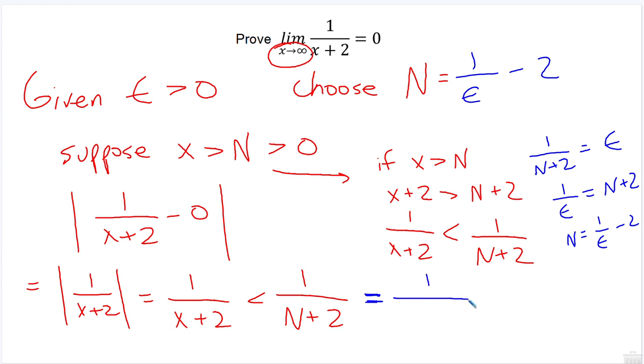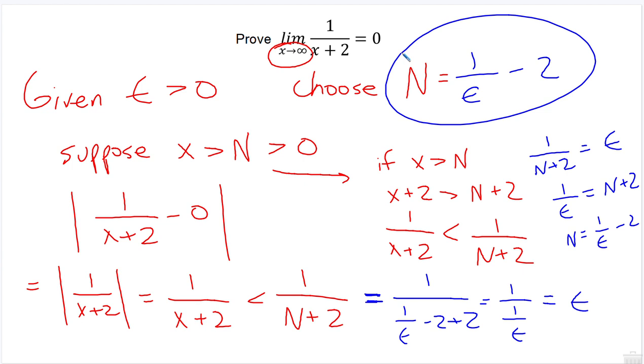This is less than 1 over n plus 2, which is 1 over epsilon minus 2, plus the 2, which is just 1 over epsilon, which is just epsilon. And so really that's it. That's good enough. Now, this is not a super elegant choice for n, 1 over epsilon minus 2, but it works. So I want to see if we can actually make a slightly more elegant choice here real quickly.